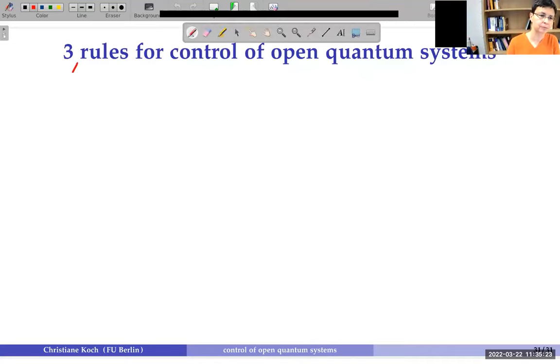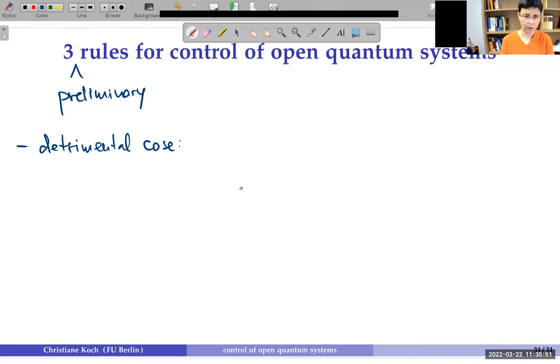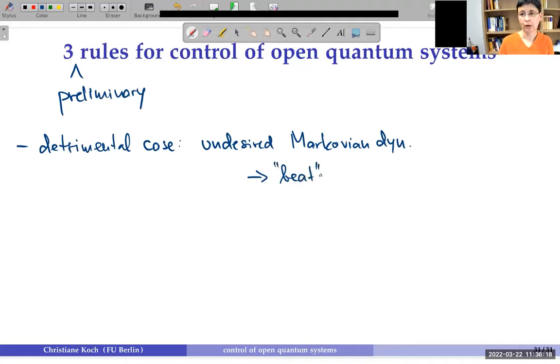So let me close with three rules, and these are still, I would say, somewhat preliminary because we're in the middle of a very evolving field, but for sure we can distinguish between cases where the decoherence and the dissipation is detrimental. And in our experience, and again, I walked over this quite quickly, but let me just give you the bottom line of a couple of years of research, that this is undesired Markovian evolution. And then the strategy is beat the dissipation or beat the decoherence, either by operating fast or by avoiding it, for example, with help of a symmetry, like in the case of the decoherence-free subspaces.